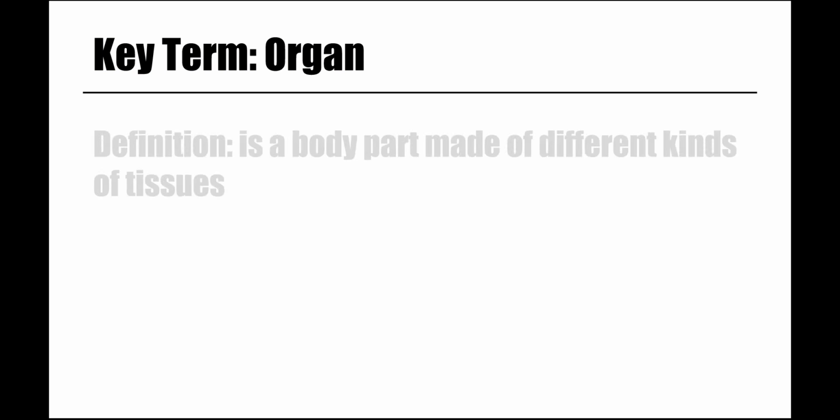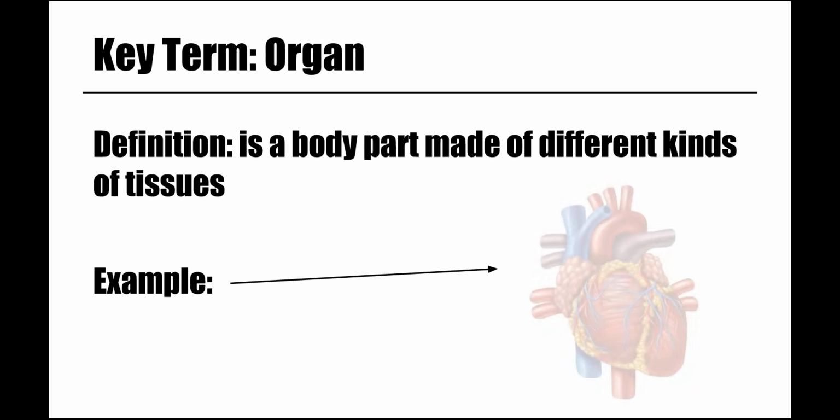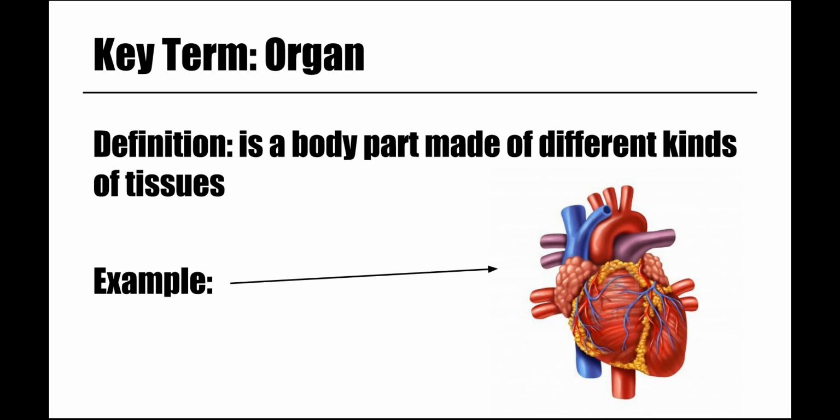Key term, organ. In this slide, we're going to talk about the key term, organ. An organ is defined as a body part made of different kinds of tissues. For example, your heart is an organ that is made up of nerve tissue, muscle tissue, and other materials. In addition, your heart is an organ that is part of the circulatory system. In the next slide, we are going to discuss what is a body system, as well as how many different body systems exist in our body.